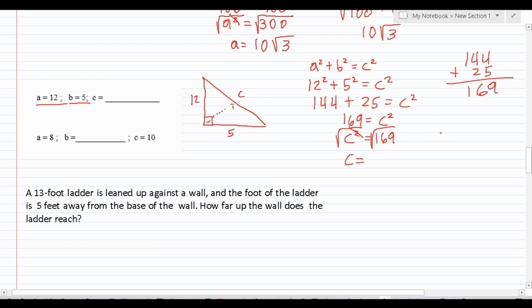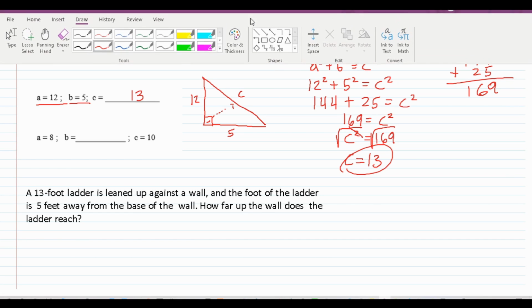Again, I said to memorize the squares from 1 to 20. You would know right away that this is going to be 13. Okay, so this one is 13. Again, as I mentioned, the solutions to these are either going to be radicals or whole numbers. In this case, it worked out nicely, and we got a nice even whole number there. So that one's done.